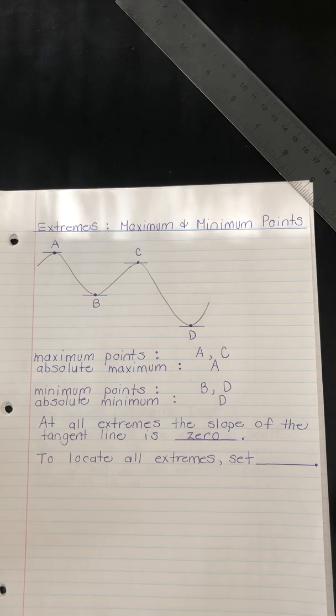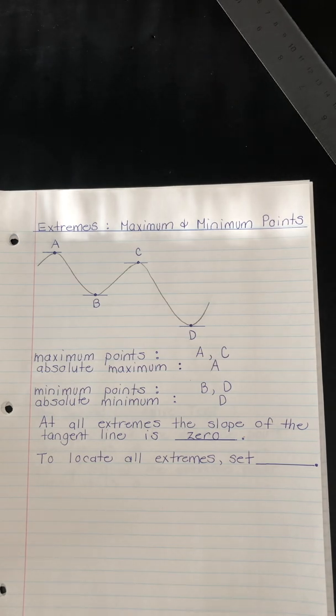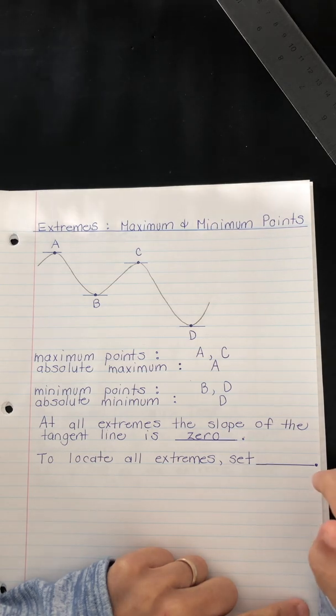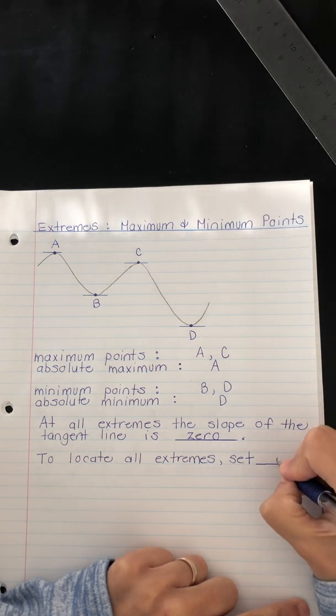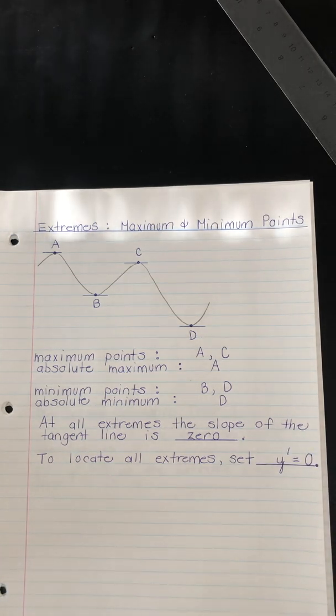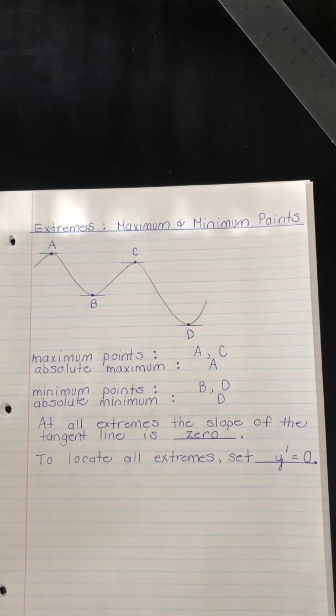And so that gives us a method of locating these extreme points for any graph. If the slope of the tangent line is 0, this means that the first derivative is 0. So to locate all extremes, set dy/dx or y prime equal to 0. So take the first derivative, set it equal to 0, and solve in order to determine where the maximum and minimum points lie.